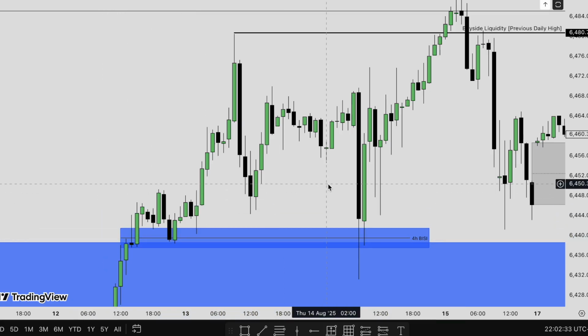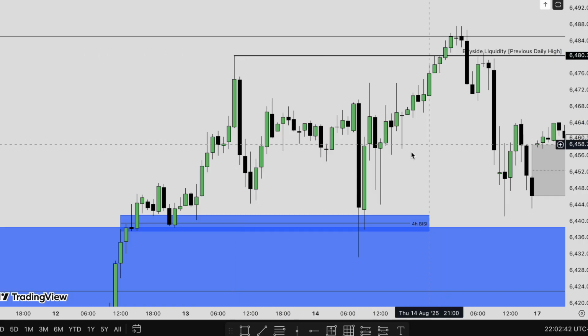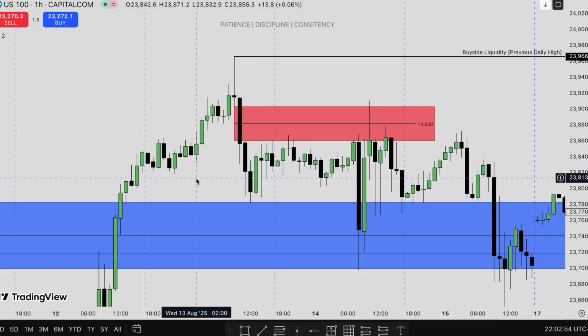Alright, here we go. Yeah, I was looking for price to trade higher as well. We did reach the previous daily high, but price did so at its own time. As you can see, it was done basically the next day, which was on Friday. Anyway, let's drop down to the 15-minute.